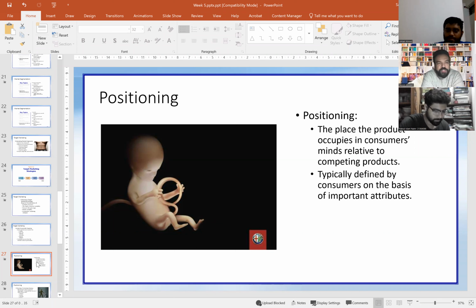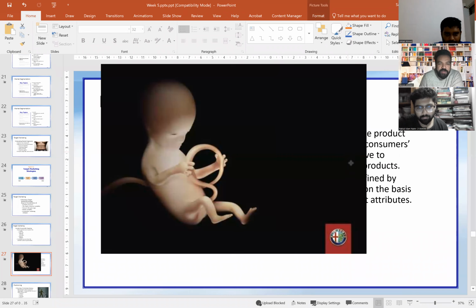positioning is simply how you would like to see yourself in the consumer's mind, typically defined by consumers on the basis of important attributes, some of your attributes which demonstrate who you are. What's the image here? Who can take a guess? And what does it say? I'll enlarge this one.